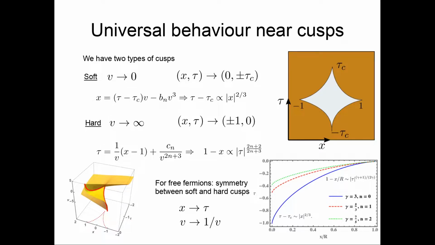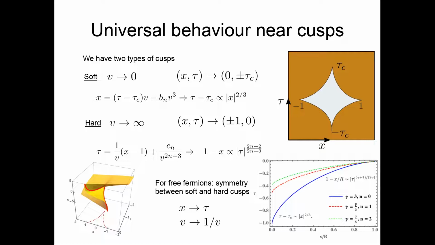However, there is another type of cusp, which I call the hard cusp, which happens at tau equals 0, near the divergence of the density. In this case, one has to do the expansion in terms of 1 over v, 1 over the velocity.